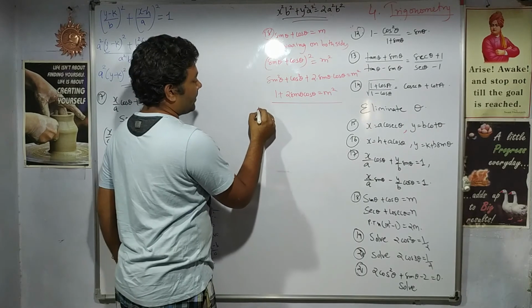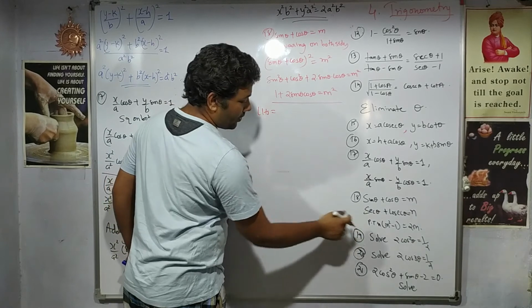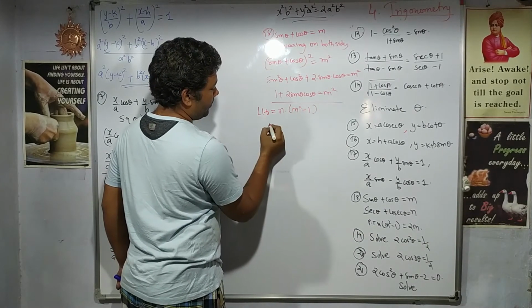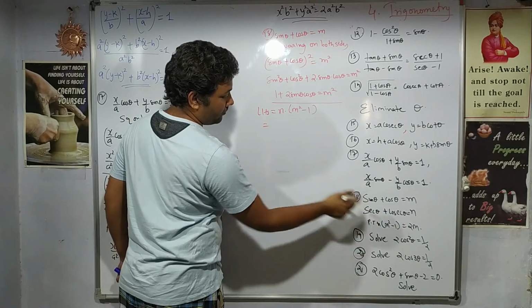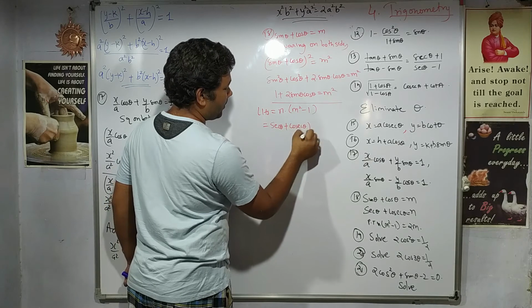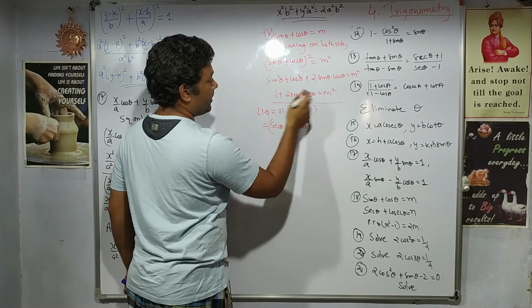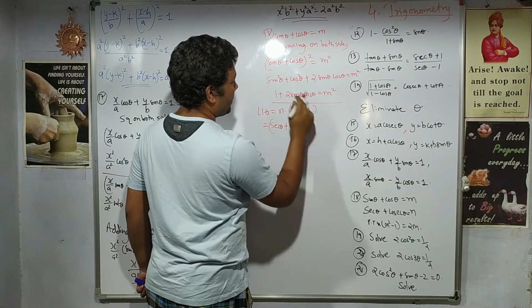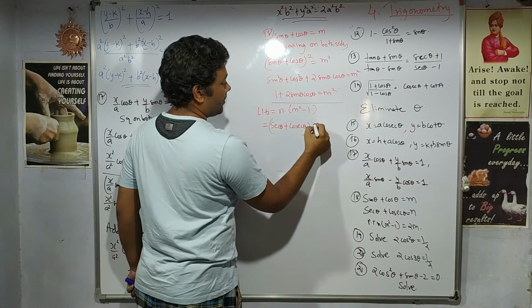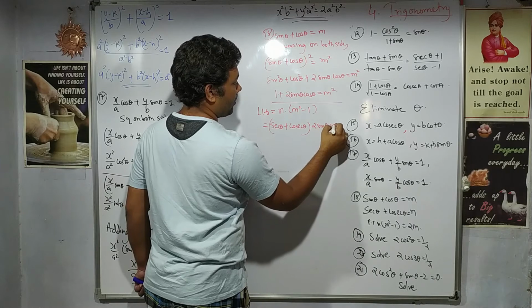So taking the left hand side of this equation, right, n dot m square minus 1. What is the value of n? Sec theta plus cosec theta, times m square. Here we have m square, so if we shift this side, then m square minus 1 will be 2 sin theta dot cos theta.